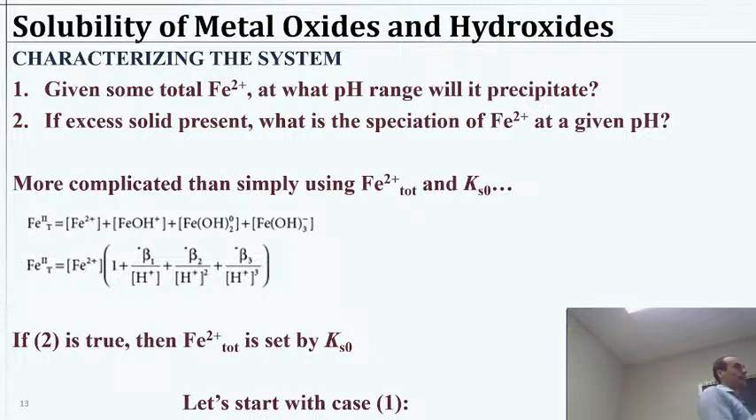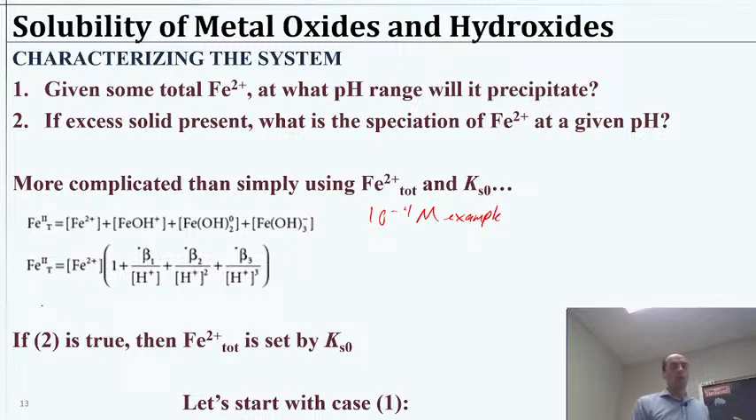We can't just simply put the total iron, that 10 to the minus 4th that we might say as an example, in equilibrium with our solubility product for iron hydroxide. And the reason is because we have several different species that are going to have that equilibrium, right? Because our total iron is in 4 different forms. Some of it's in Fe2+, some of it's in that FeOH+, and so on.